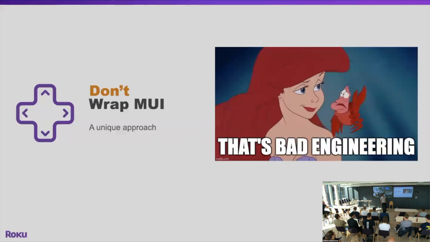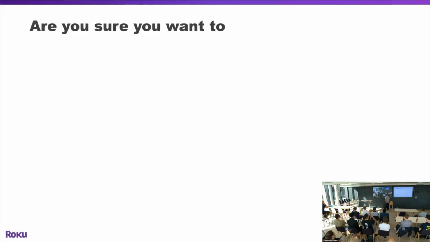So wrapping MUI. Okay, let's think about this. This is hard because Roku's a big company. So we have to come up with an abstraction over MUI that works for all of those apps and for all of those developers. And that's not going to be easy. That's going to require a big team and a lot of work. So we decided, don't do that. Spoiler alert, we're not wrapping MUI. And I know what some of you are thinking, but Tim, that's bad engineering. You can't use a third-party library without abstracting it. Stay with me.